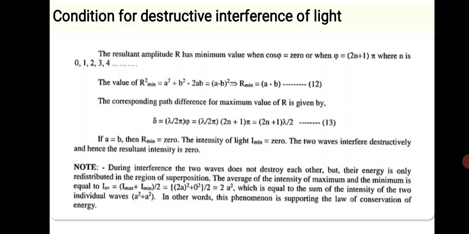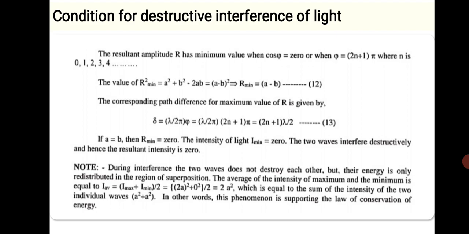The corresponding path difference for the minimum value of R is given by delta is equal to lambda by 2 pi into phi, which is equal to lambda by 2 pi into (2n plus 1) into pi, which is equal to (2n plus 1) into lambda by 2. Call it equation number 13. If a is equal to b, then R minimum is equal to 0. The intensity of light I minimum is equal to 0. The two waves interfere destructively, and hence the resultant intensity is 0.